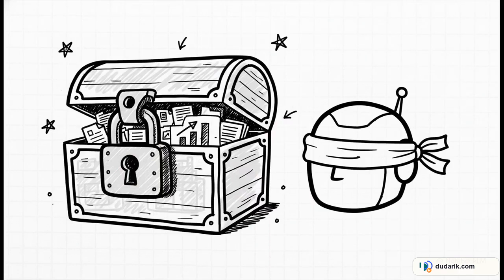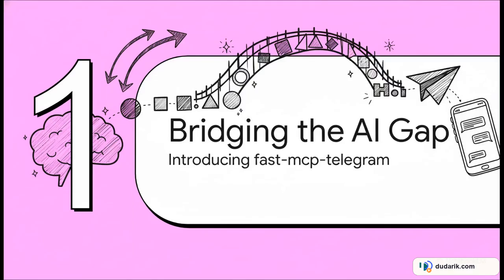And that creates a massive blind spot. All that incredibly valuable context, the project updates, the big decisions, the files people are sharing, the brainstorming, it's all locked away inside your Telegram chats. And because of that, your AI is basically flying blind. So the big question is, how do we bridge that gap? And that's exactly what this is all about. We're going to be looking at a tool designed to solve this very problem. It's called Fast MCP Telegram.